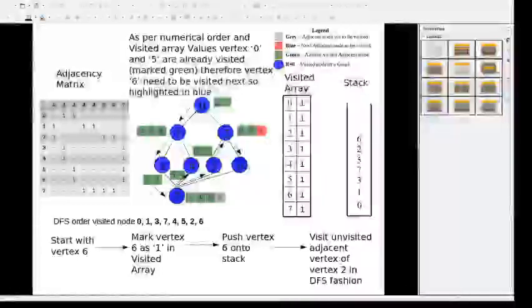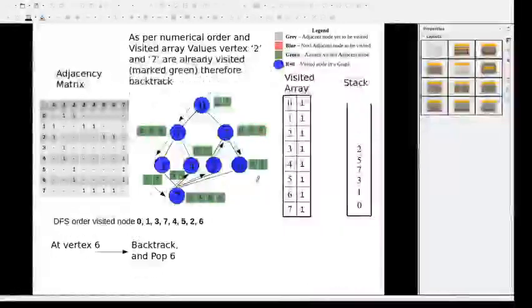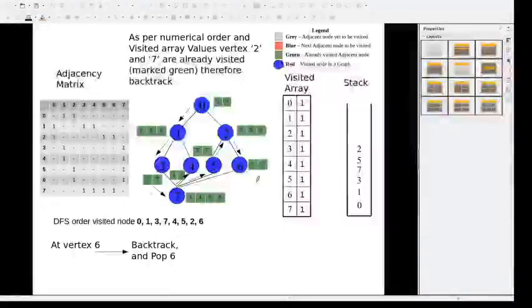So therefore 6 is going to be marked as red. It will be marked as a 1 in the visited array. The element is pushed onto the stack top. Now when I visit 6, I will come to know that the adjacent vertices for 6 are 2 and 7, where 2 is already visited, and 7 is also already visited. So I will backtrack, and therefore I will remove the element from the stack top. So the element is removed from the stack top.